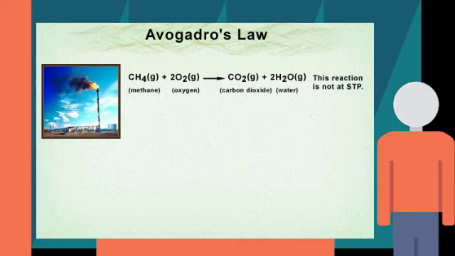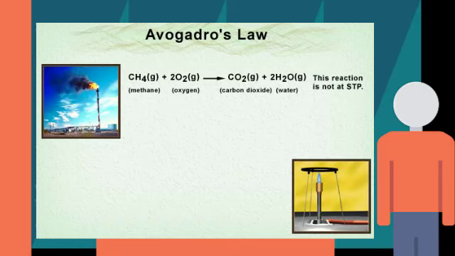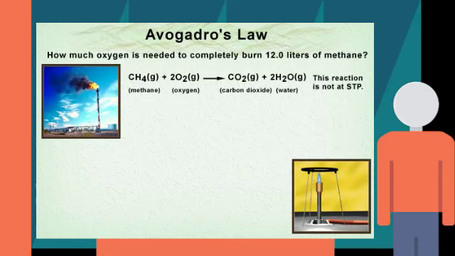Methane, the chief component of natural gas, reacts with oxygen to form carbon dioxide, water, and heat. In a Bunsen burner, how much oxygen is needed to completely burn 12 liters of methane? Because the gas laws can work for a variety of gases, this question can be answered using Avogadro's law. V1 divided by N1 equals V2 divided by N2. From your previous study of chemistry, you are probably already aware that the coefficients in the balanced chemical equation represent the number of moles of each compound.